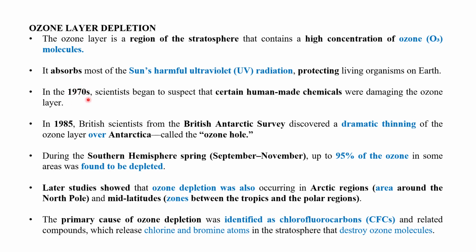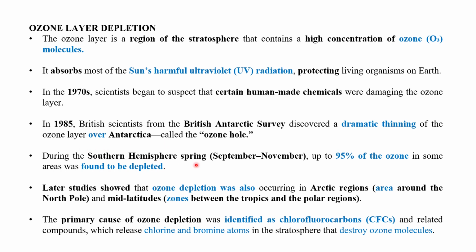In the 1970s, scientists began to suspect that certain human-made chemicals were damaging the ozone layer. In 1985, British scientists from the British Antarctic Survey discovered a dramatic thinning of the ozone layer over Antarctica. The thinning is called the ozone hole.